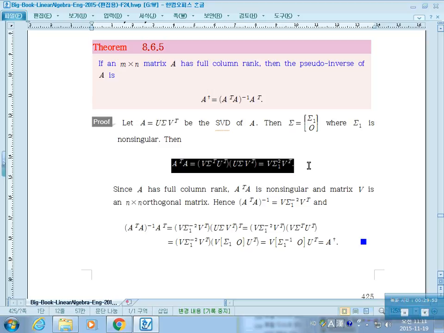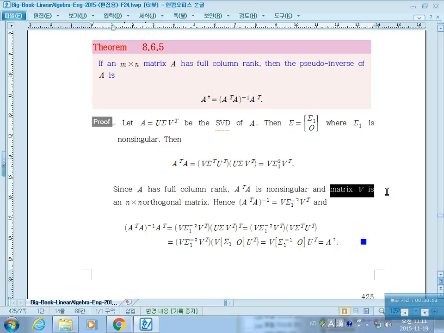Then A transpose A can be written as what? A transpose times A here, and U transpose U cancels, so we have only this. So A transpose A can be written as this. Since A has a full column rank, this is non-singular, and the matrix V is an n by n orthogonal matrix. Hence, the inverse of A transpose A is just the inverse of this, which is this, isn't it? The inverse of this can be easily found because sigma 1 is a non-singular matrix.